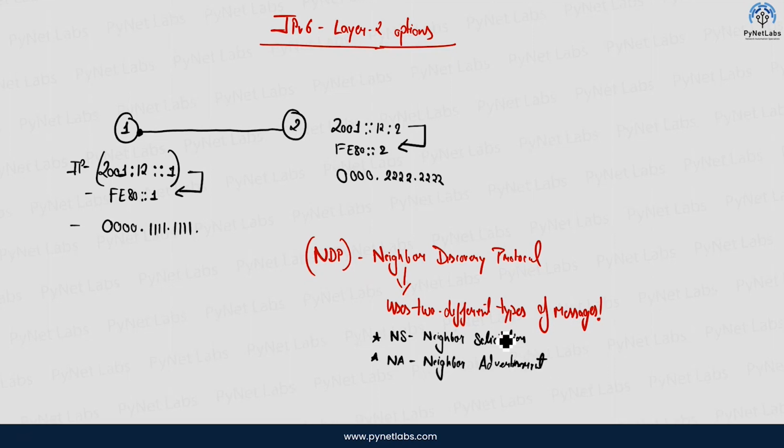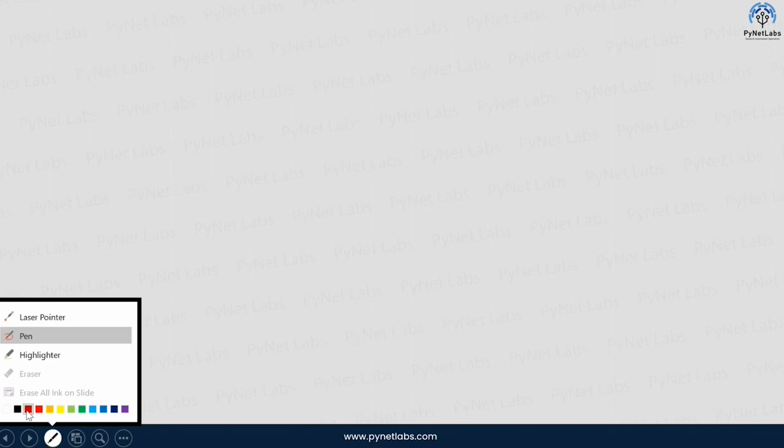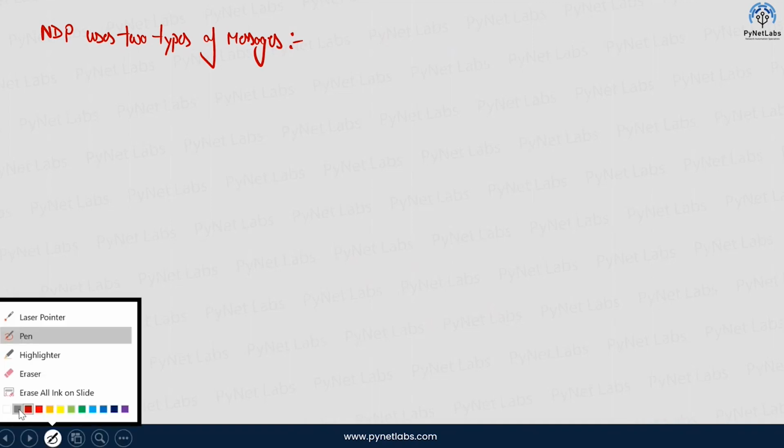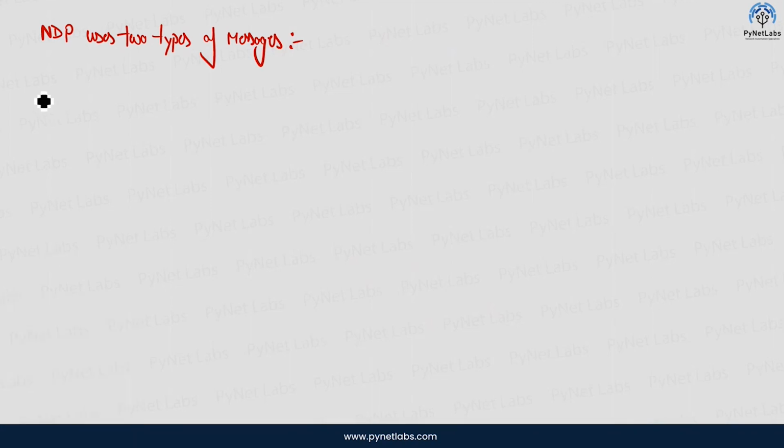Now, when I say neighbor solicitation, let's write on the next page. So NDP, I'll write this point: Neighbor discovery protocol uses two types of messages. And what are the two types of messages it is going to use? The first it is going to use is neighbor solicitation, which we call NS, which stands for neighbor solicitation.